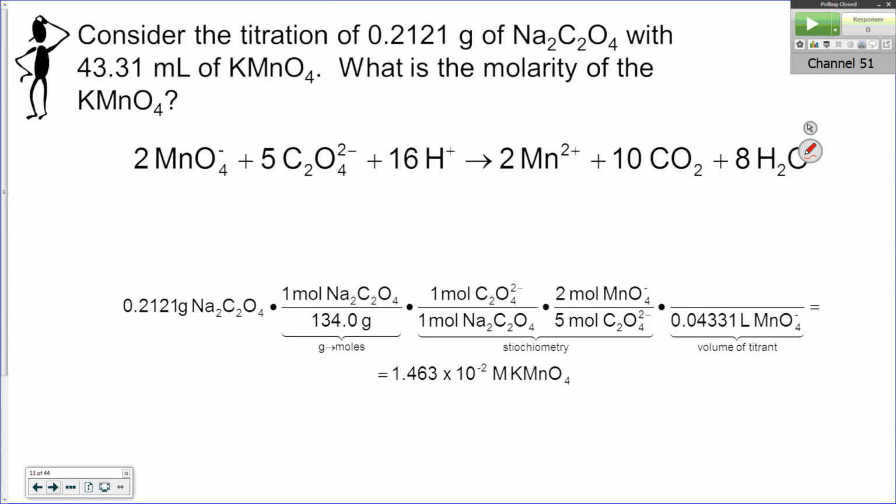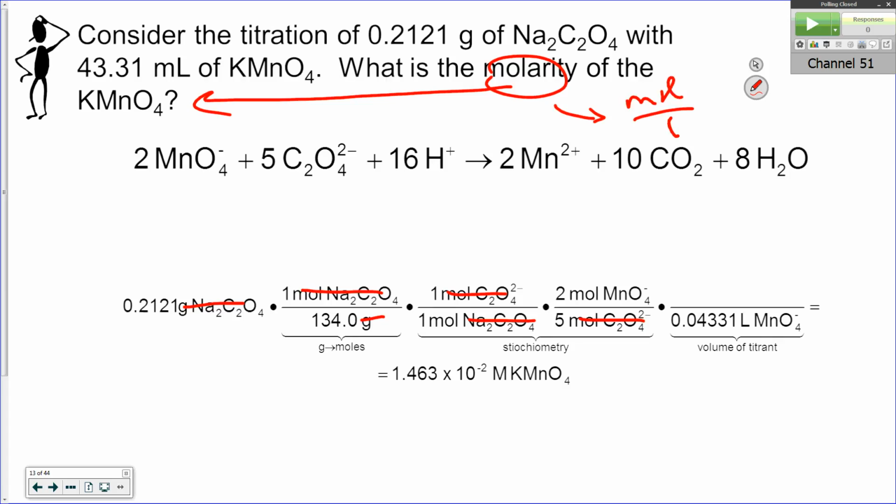This was another one that I did, a similar type thing, but I worked through this one on the video. Grams of material cancel out, moles of the sodium oxalate cancel out in the stoichiometry. Here we're trying to establish the concentration of the potassium permanganate. If I want concentration, I need moles per liter. If I want molarity, I've got moles per liter. I've got the units I want.